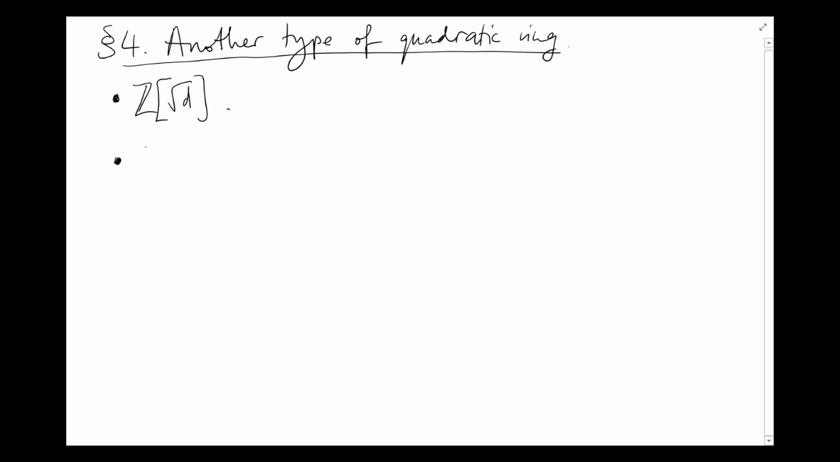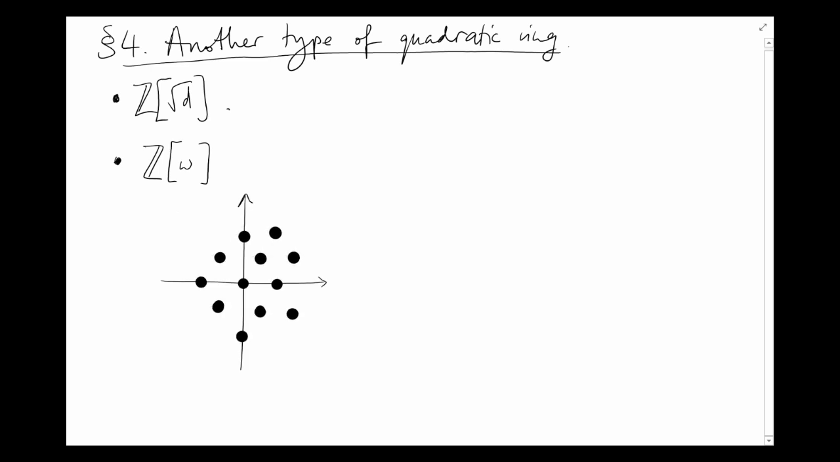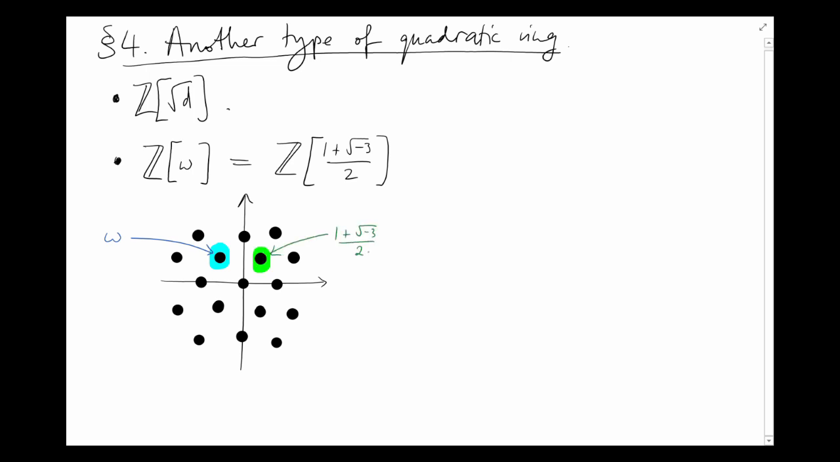We've occasionally dealt with z omega, for example, where omega is a cube root of unity. Let me draw its lattice picture, and here's omega. Just to make the pattern that'll emerge a little clearer, I'm going to rewrite this ring as z adjoin 1 plus root minus 3 over 2. So I've chosen this generator of the lattice rather than omega.